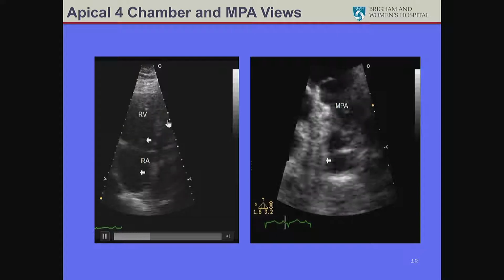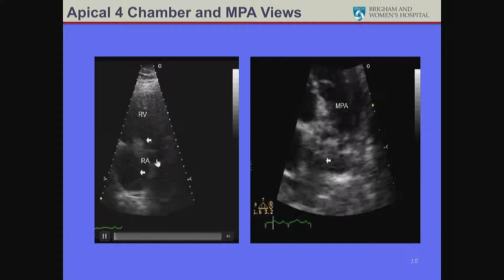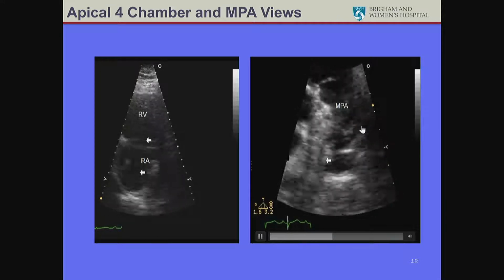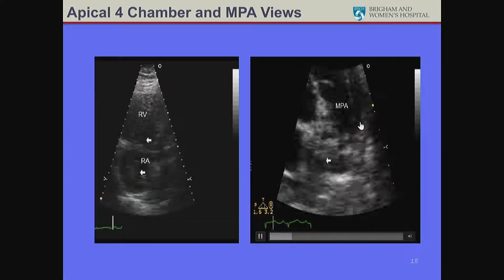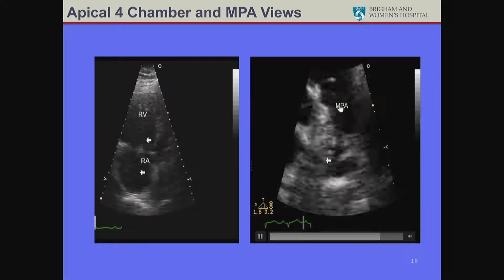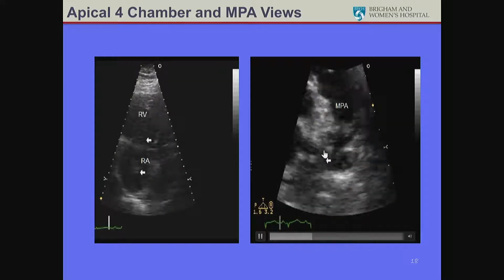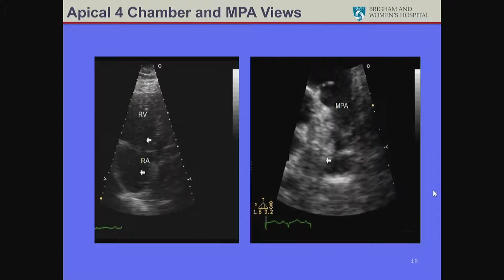So on the left, we have an apical four-chamber view of the right atrium and the right ventricle. And on the right, we have a parasternal short axis view of the main pulmonary artery and bifurcation, including the right pulmonary artery.